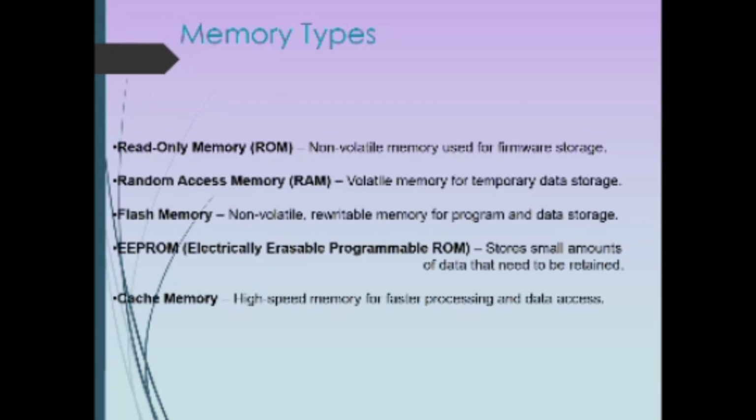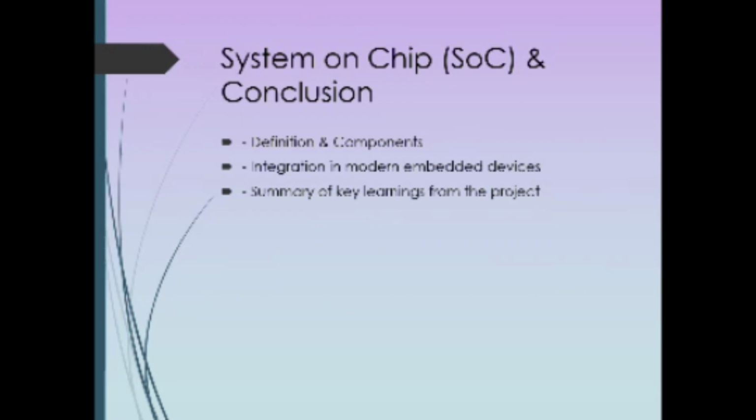Now, for a SoC or system on chip, and conclusion. SoC is an IC that consolidates all essential components of a computing system onto a single chip. It includes processor, memory, IO peripherals, GPU, network module, security module. Now, advantages of SoC are compact size, low power, and they are used for a specific purpose only.